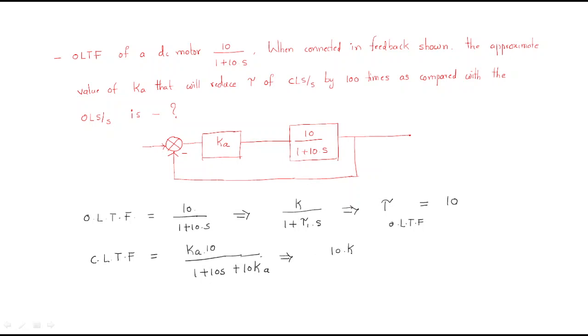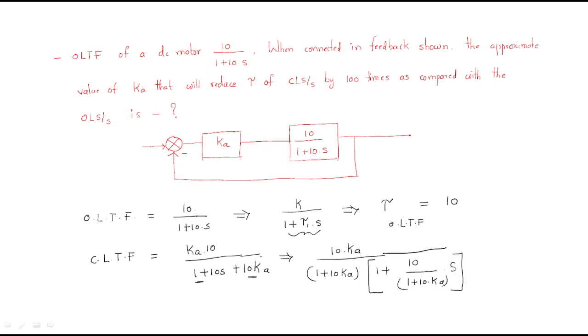So this is 10 Ka by, and we require the S value. Generally we require the S value. So we need to write it in the form 1 plus tau into S. For that purpose I take common the 1 plus 10 Ka. So I will take common all these terms, 1 plus 10 Ka, then this is the 1 and the remaining part is 10 by 1 plus 10 Ka into S.